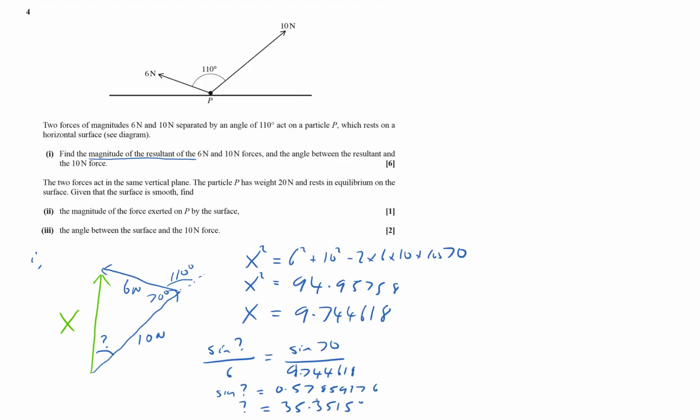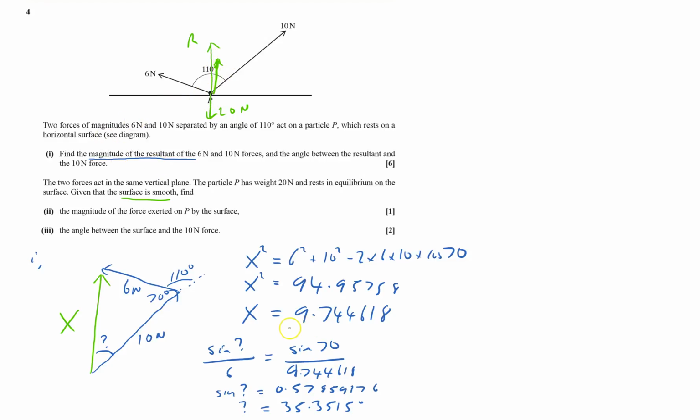So that's that bit. The two forces act in the same vertical plane. The particle P has a weight of 20 newtons, so I'll put that on my diagram here. That's 20 newtons, and it rests in equilibrium on the surface. Given that the surface is smooth, there can be no horizontal component to this force, and that means that this bit R always goes straight up, but also the resultant of these two forces, I'll do it like that, is meant to be actually going straight up as well.